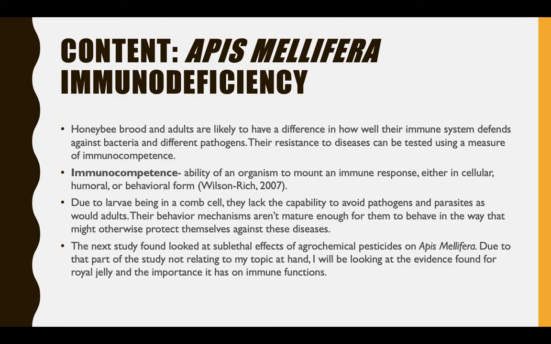Due to larvae being in a comb cell, they lack the capability to avoid pathogens and parasites, as adults would. Their behavior mechanisms aren't mature enough for them to behave in the way that might otherwise protect them against diseases. So what this means is that their immune system obviously isn't as built up at a young age when they are a larva in the comb cell, and so they don't really have the capability that it takes to survive as an adult would.